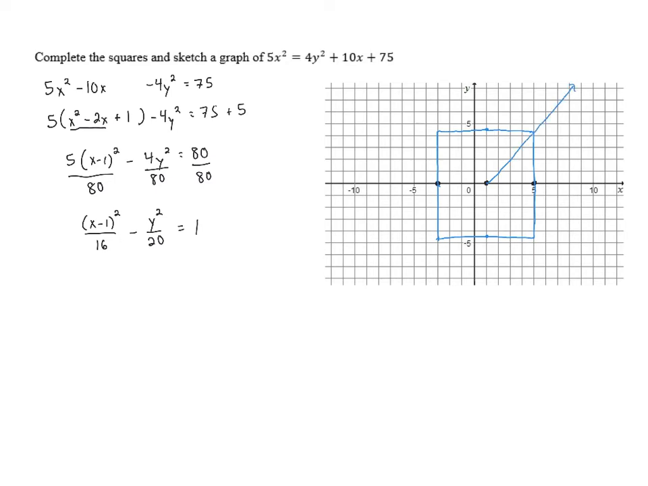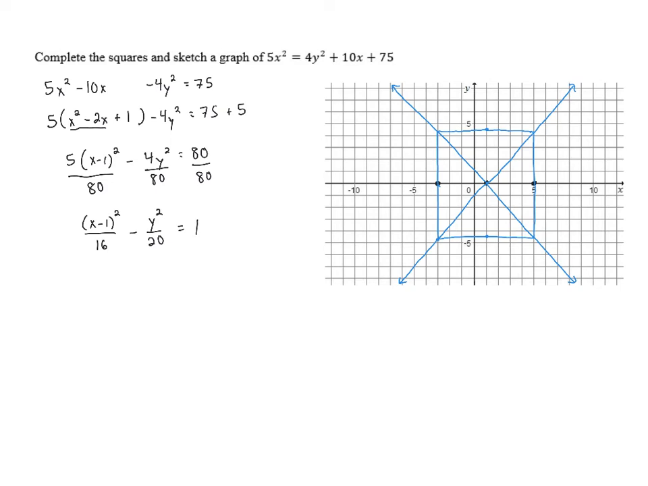Now, because b was not an integer, it's an irrational number, what we've done with our central box is we've drawn an approximation. And what that means is that these asymptotes are also going to be approximations. They might be slightly off just because of the nature of how we've done this. So our graph is not going to be absolutely perfect, but of course we're doing the best we can.